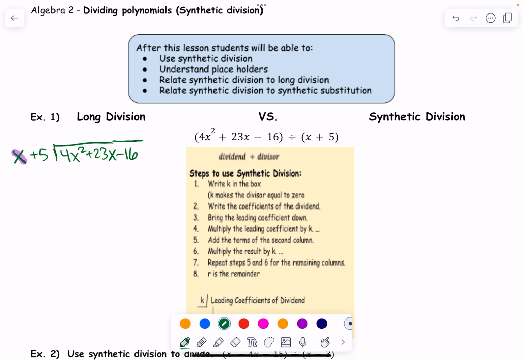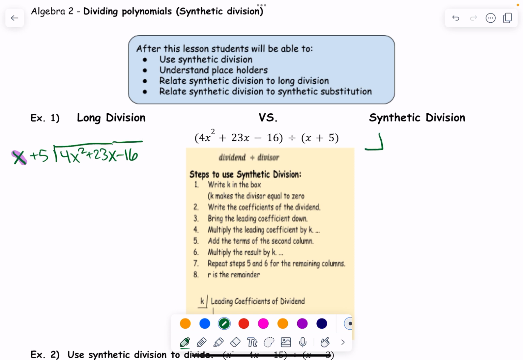Okay, if we were doing synthetic division, we are going to take whatever would make this 0, so that would be negative 5, and we would be taking our coefficients with any placeholders that we need. So we would have 4, and then 23, and then negative 16.